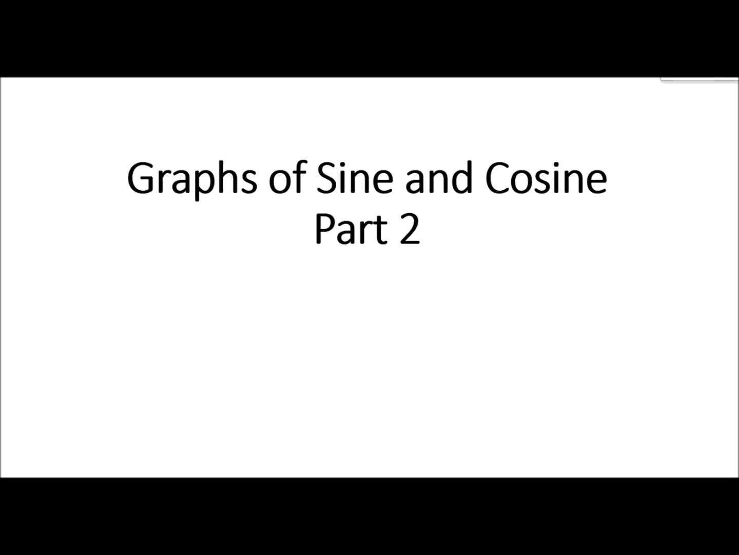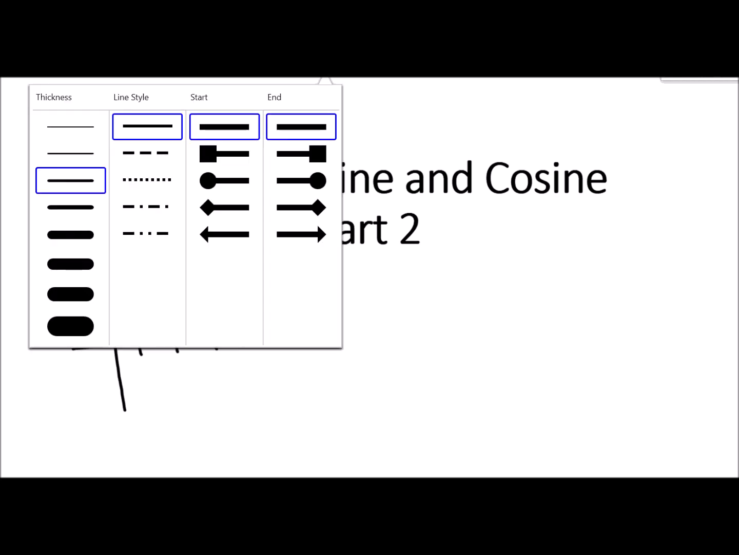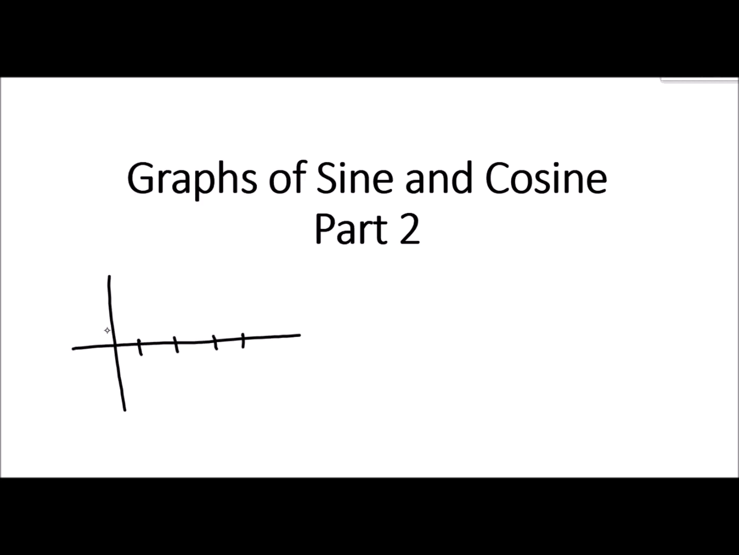Okay, part 2 of graphing sine and cosine. So at this point, you guys should be able to take this basic setup of a graph with a different period and a different amplitude, and then draw a basic picture of either sine or cosine. Sine going like this, and cosine goes like this.